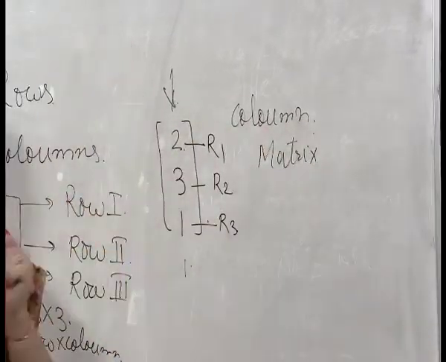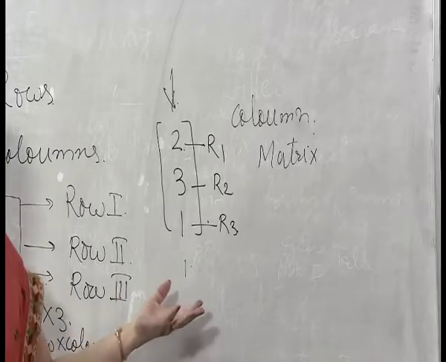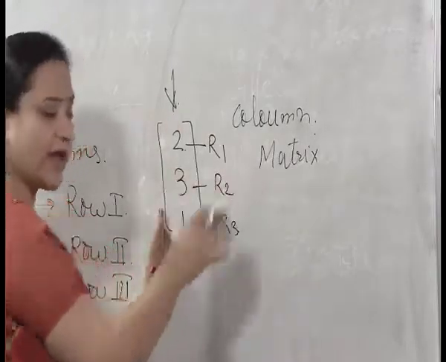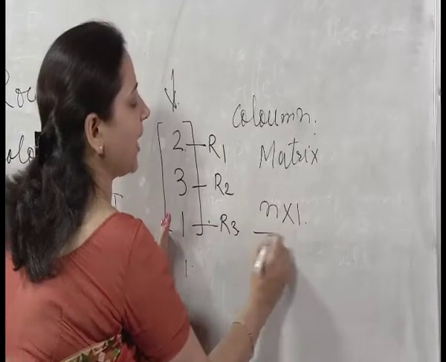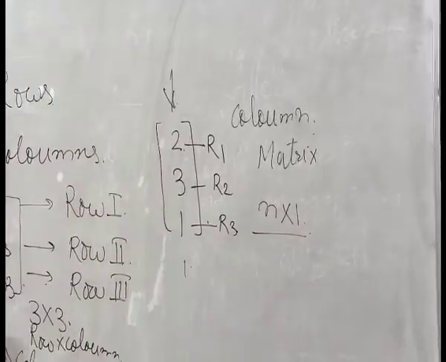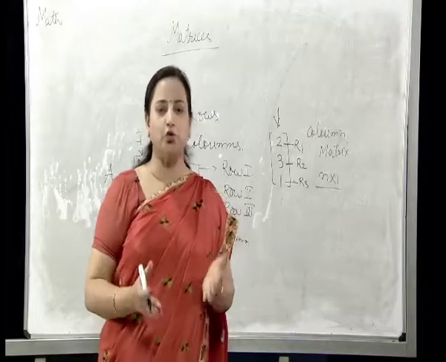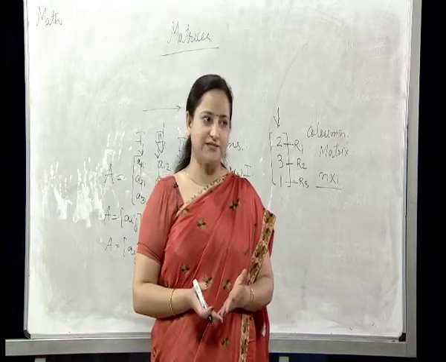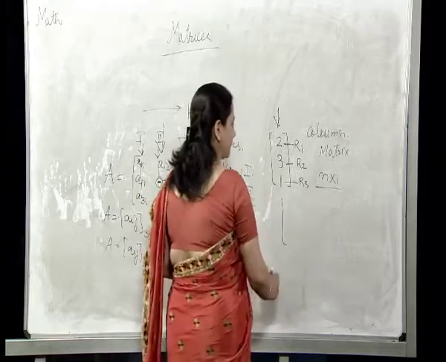So what is a column matrix? A column matrix is a matrix which is having only 1 column. So in general, we can write the order of the column matrix as, you can have n number of rows and only 1 column. So you can write it as n into 1. So if any matrix is given whose order is n into 1, you can immediately say that it is a column matrix.